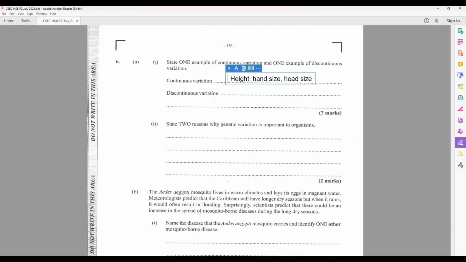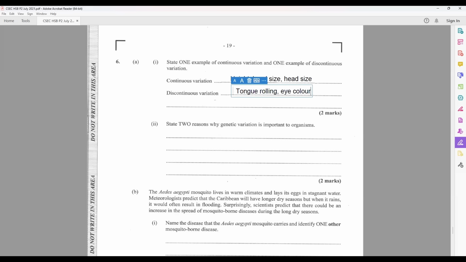Likewise, for discontinuous variation, there are specific categories for this. So it's either or, yes or no. Either your eyes are blue or they are not. Either your eyes are black or they are not. Either you can tongue roll or you cannot. So there are specific categories that indicate an example of discontinuous variation.